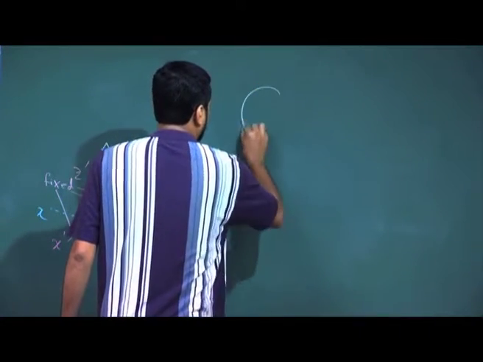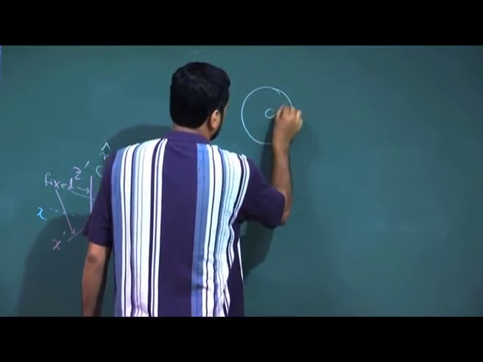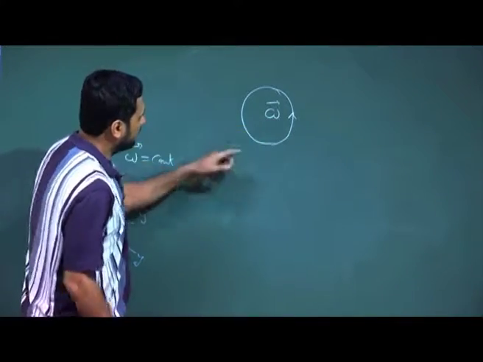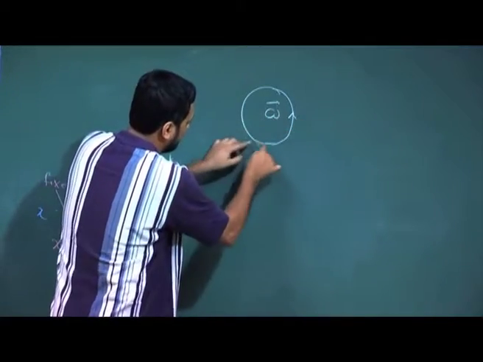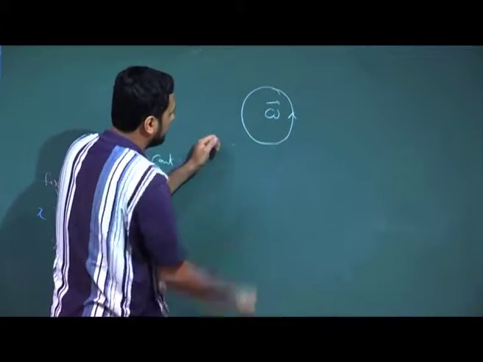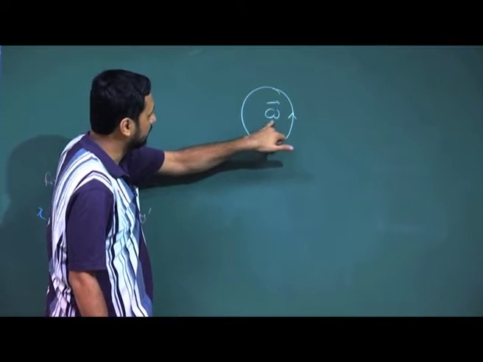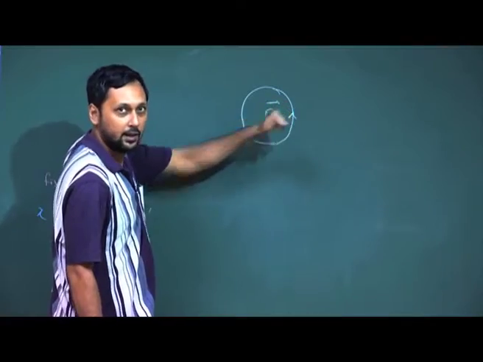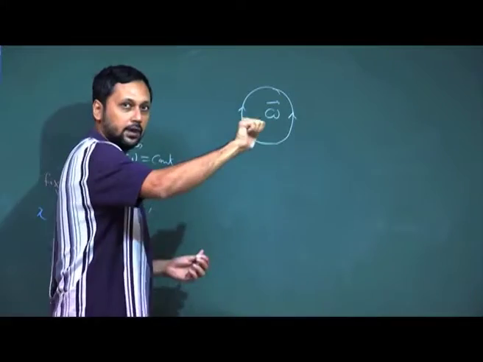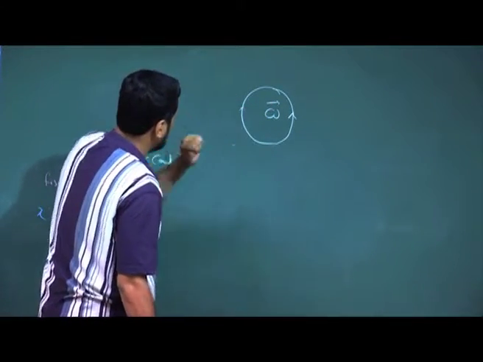Let us assume a point moving on this circle with a uniform angular velocity omega. Probably we all know this: if the point is moving in a counterclockwise direction, then the axis of this angular velocity omega is out of the plane, and if it is going in a clockwise direction, then the direction is into the plane. I hope we are familiar with this notation.